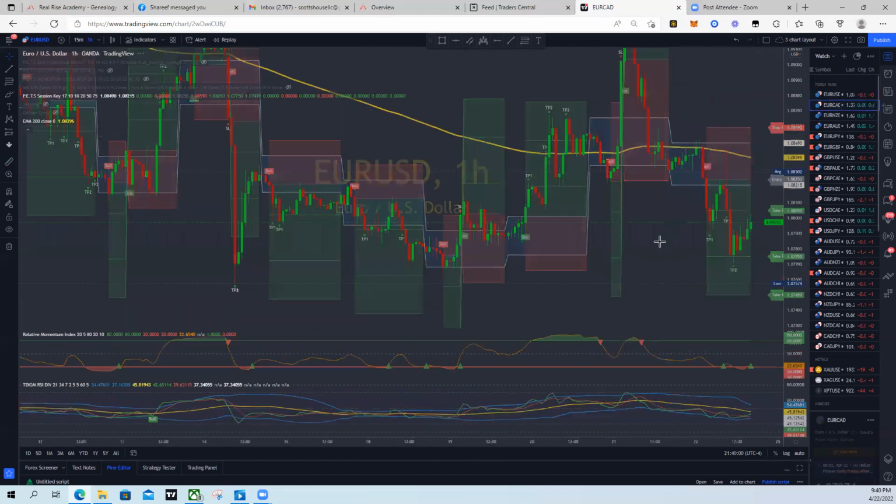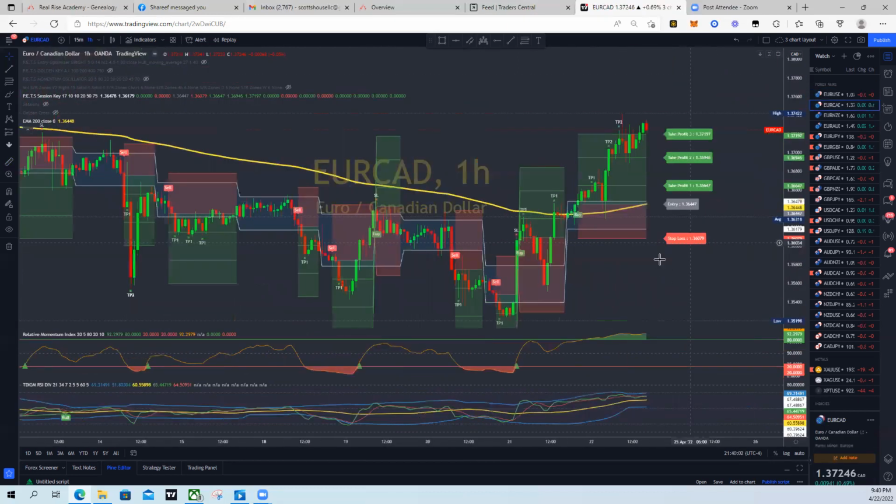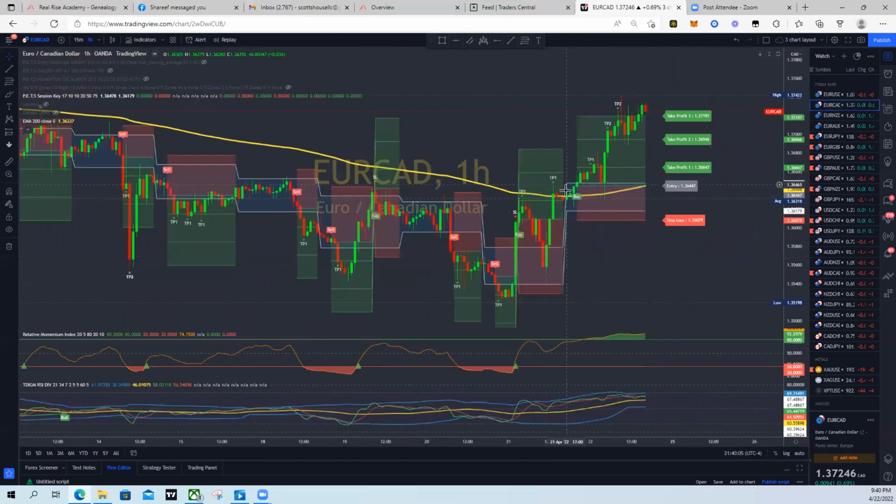But notice, I'm gonna just pull up every pair so you can see how well this tool actually works. This is Euro CAD, buy, straight to profit. This buy came down back into the zone. Notice here how big this zone was. The stop loss was huge, but it never hit your stop loss. It kept going straight to profit.